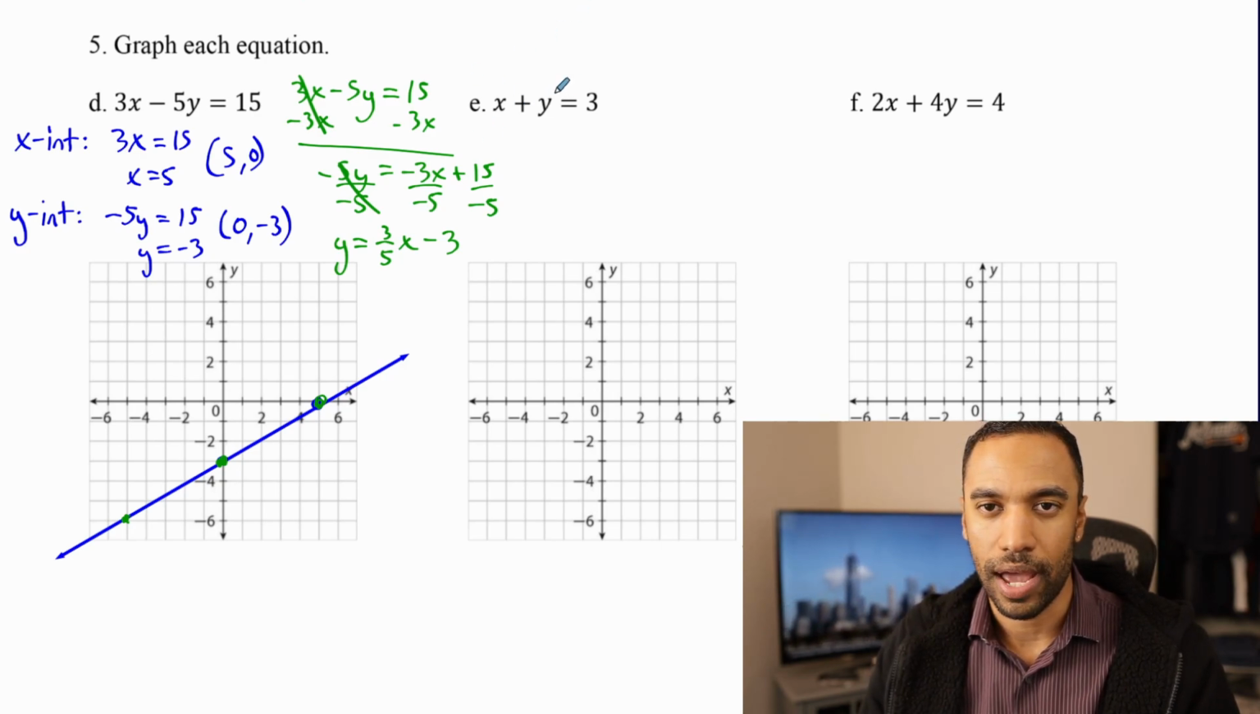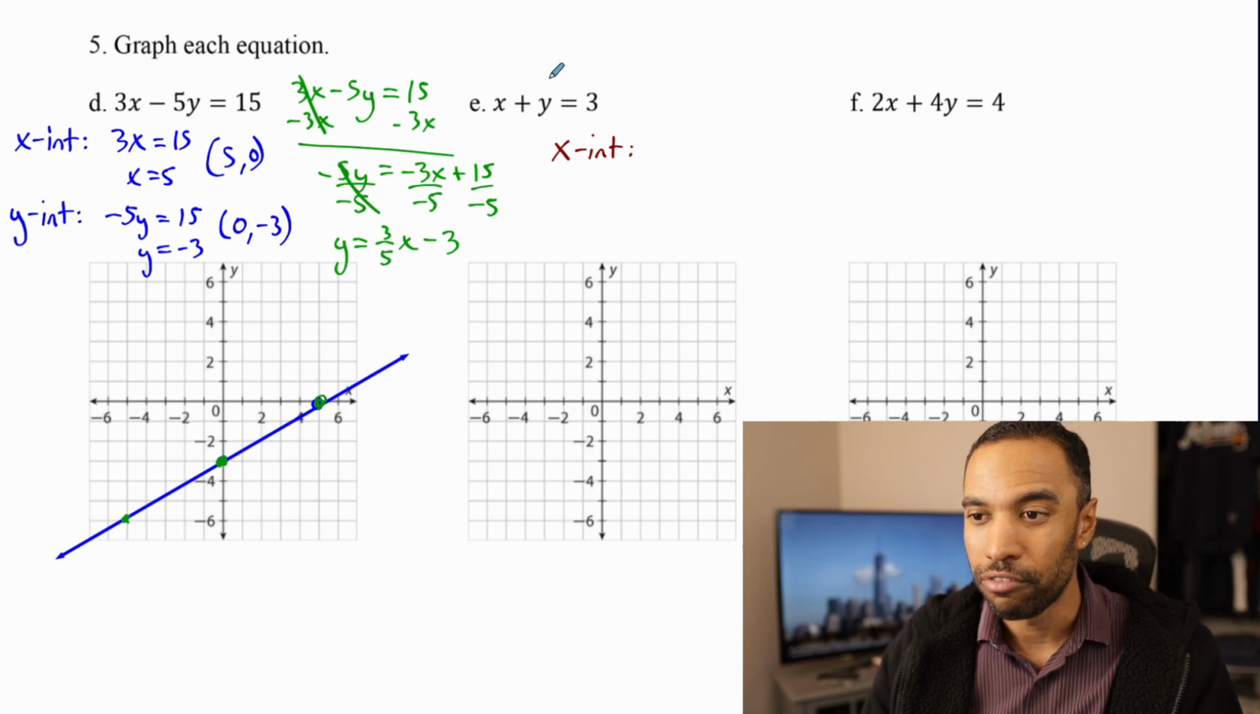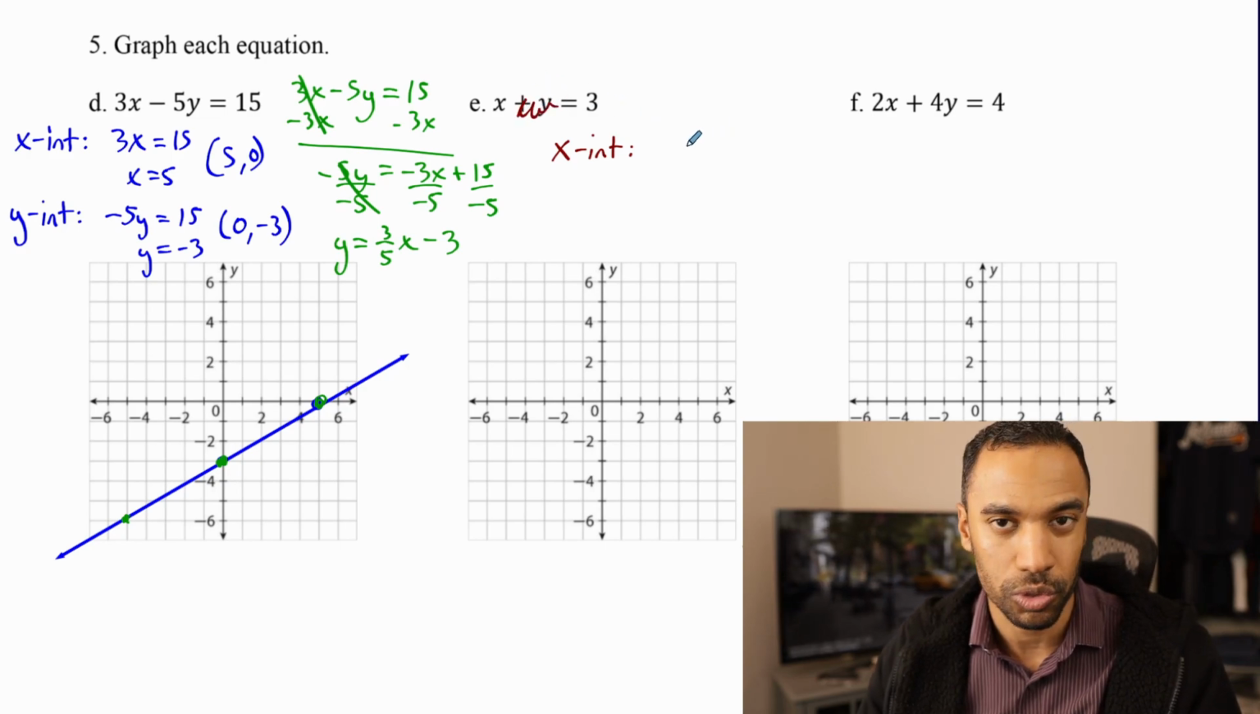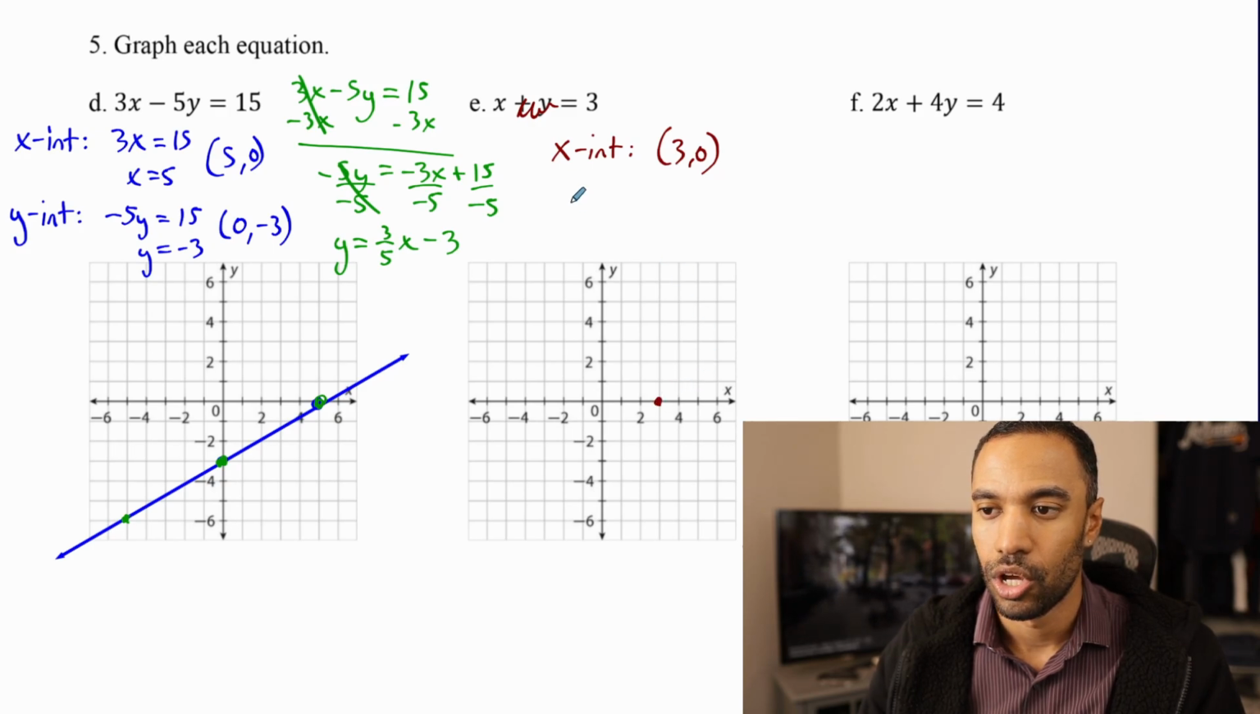Letter E, x plus y equals 3. To find the x and y intercepts here, guys, set the other variable equal to 0. There's not much to solve for. Set y equal to 0, x equals 3. That's (3, 0). We're there.